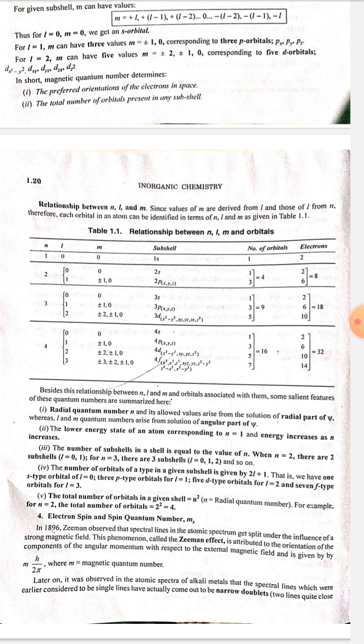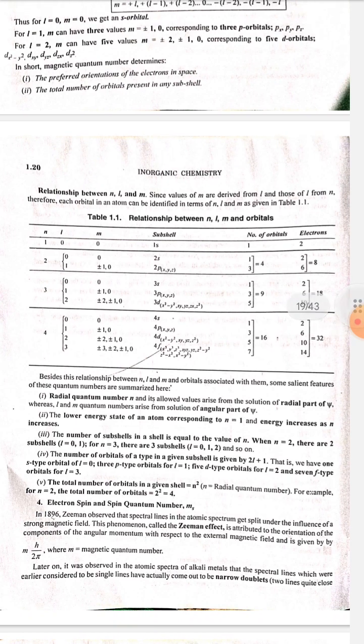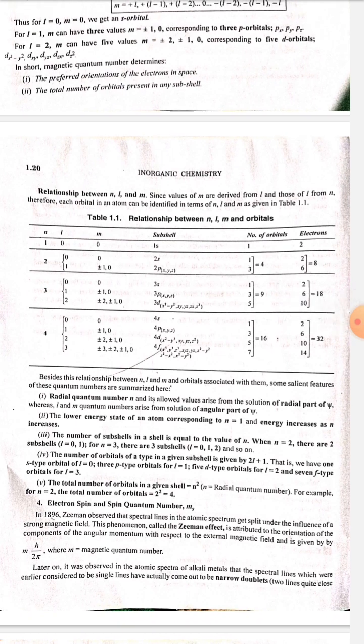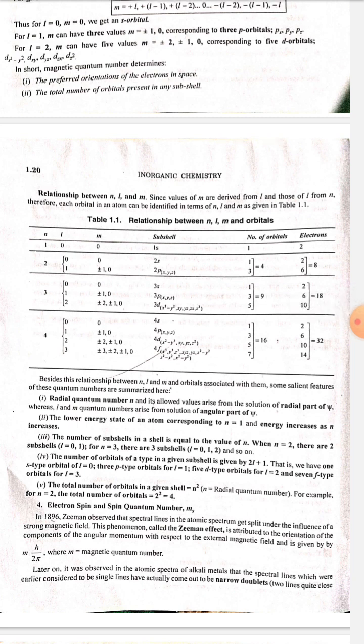Number 2: the lowest energy state of an atom corresponds to n equal to 1, and energy increases as n increases. Number 3: the number of subshells in a shell is equal to the value of n. For n equal to 2, there are 2 subshells, l equal to 0 and 1. For n equal to 3, there are 3 subshells, l equal to 0, 1, 2, and so on.